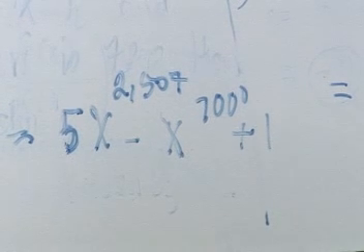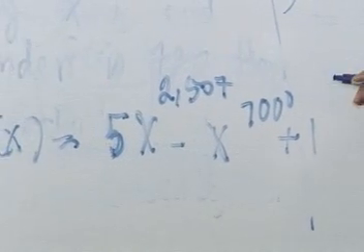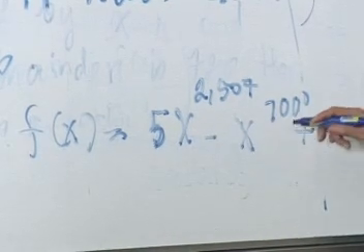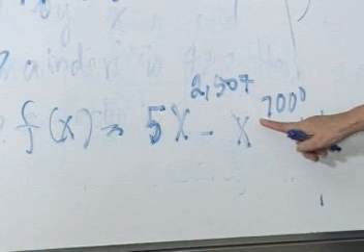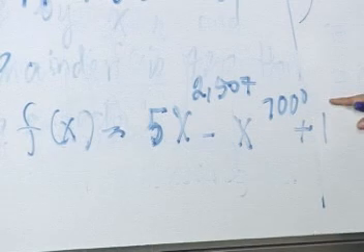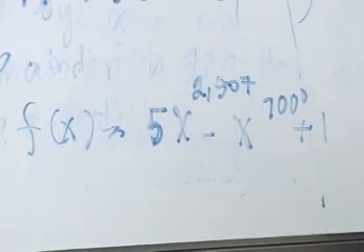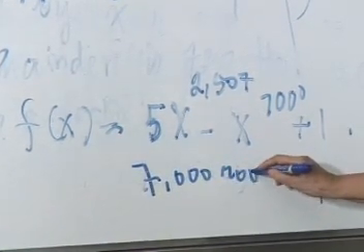How do you get the degree of an expression? The degree of an expression is the degree of that term having the highest degree. Now, what are the possible degrees here? The degree of this is 2,507. Degree of this is 7,000. The degree of 1 is 0, of course, it's a constant term. So what will be the degree of this equation? 7,000. So how many roots will this have? 7,000 roots, either positive, negative, or imaginary.